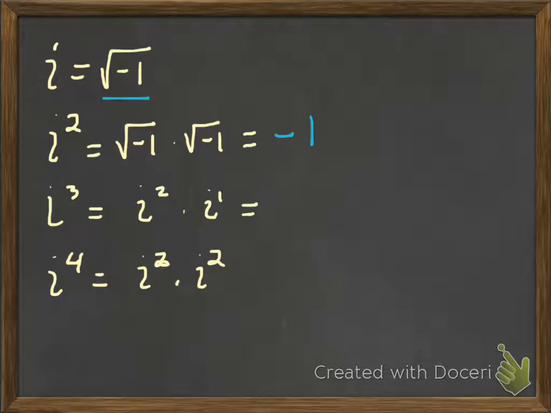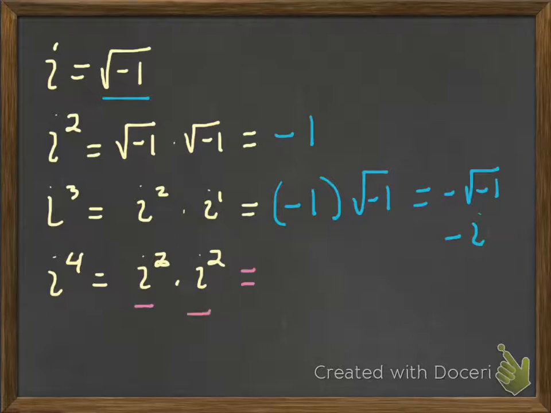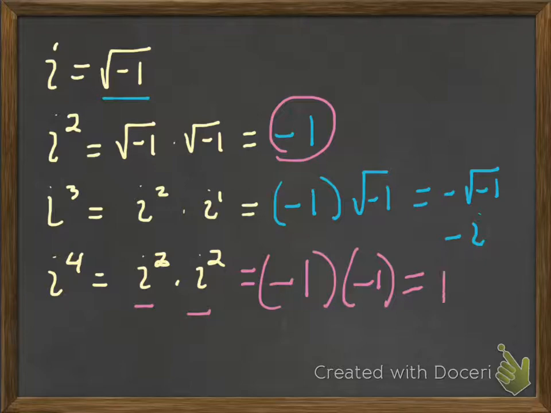In the next one, we have I to the third power, which is simply I squared, which is -1, times I to the first, which is the square root of -1. That simply gives us the negative of the square root of -1, or we could call it -I. Then we're going to look at our last one in this series, which is I to the fourth. I to the fourth is I squared times I squared. Now, we found out earlier that I squared was equal to -1. So -1 times -1 is equal to +1.